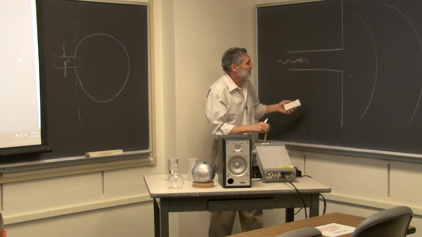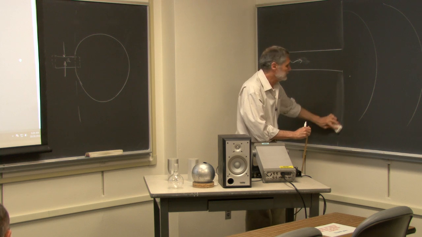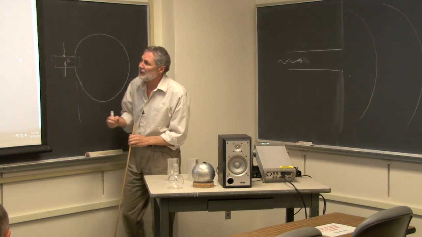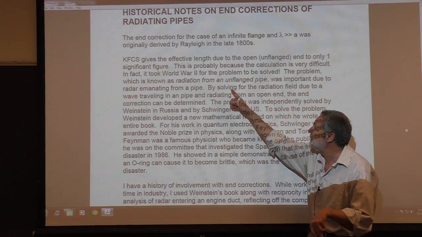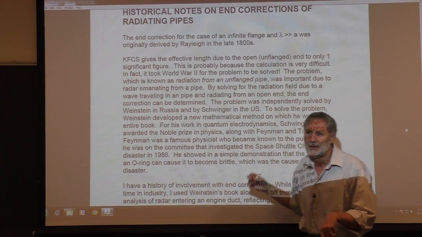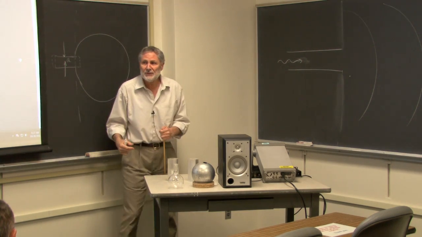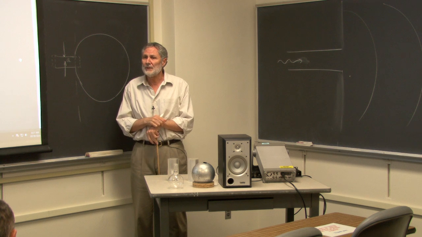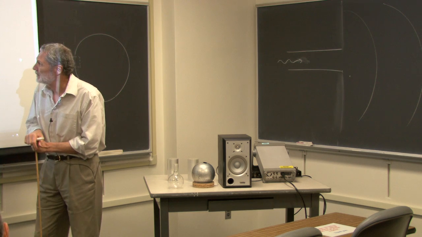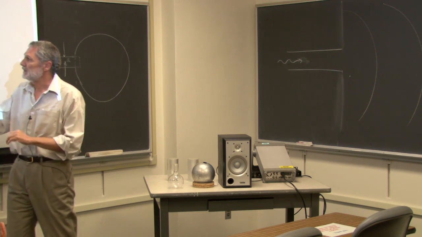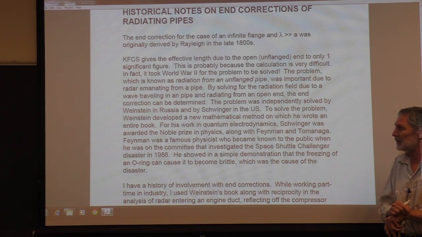But what they wanted for radar was this problem, okay? And no one had been able to solve it. It's a famous problem, and it still goes under the name of radiation from an unflanged pipe. Two people did it during the war: Schwinger in the United States and Weinstein in Russia. They independently did it. Weinstein developed a new mathematical method to solve the problem, and he eventually wrote a book on that.